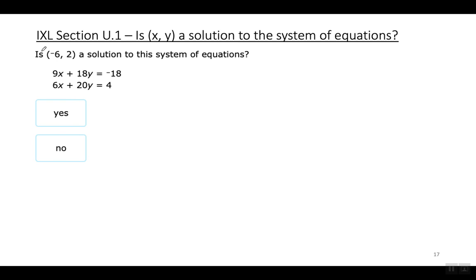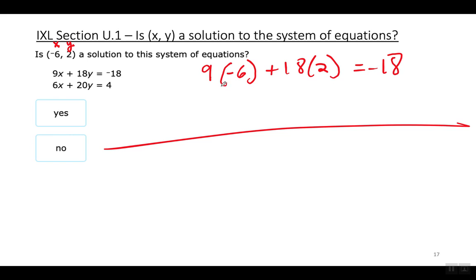All right, next example. I'm going to substitute -6 for x and positive 2 for y. On the top, that's going to give me 9 times -6 plus 18 times 2 equals -18. All right, 9 times -6 is going to give me -54. 18 times 2 is 36. When I add -54 plus 36, that's going to give me -18, so it makes the top true.